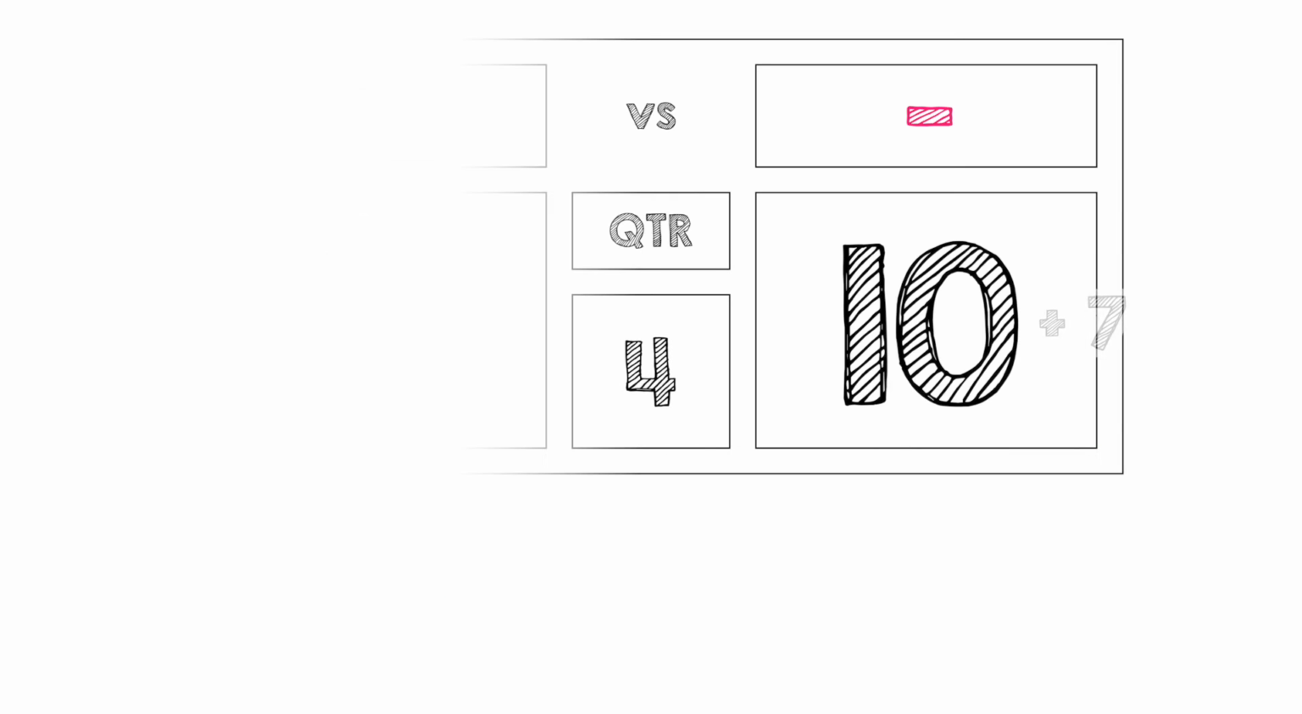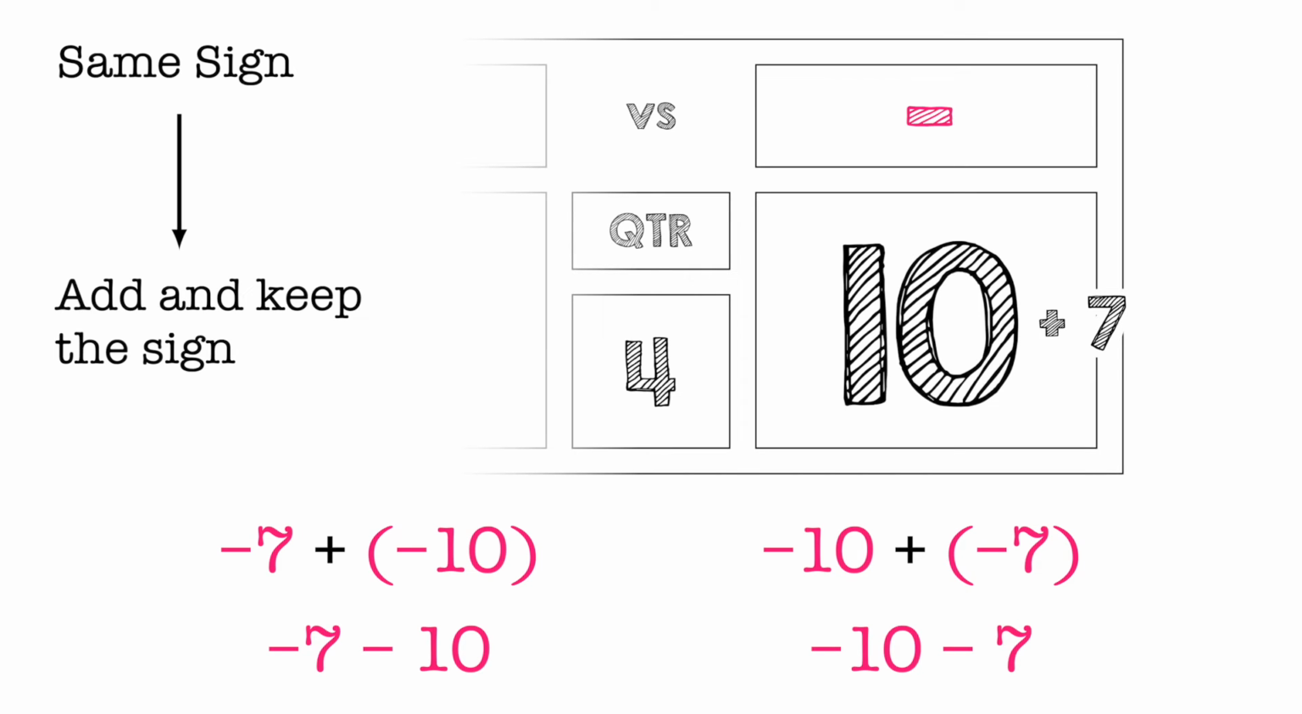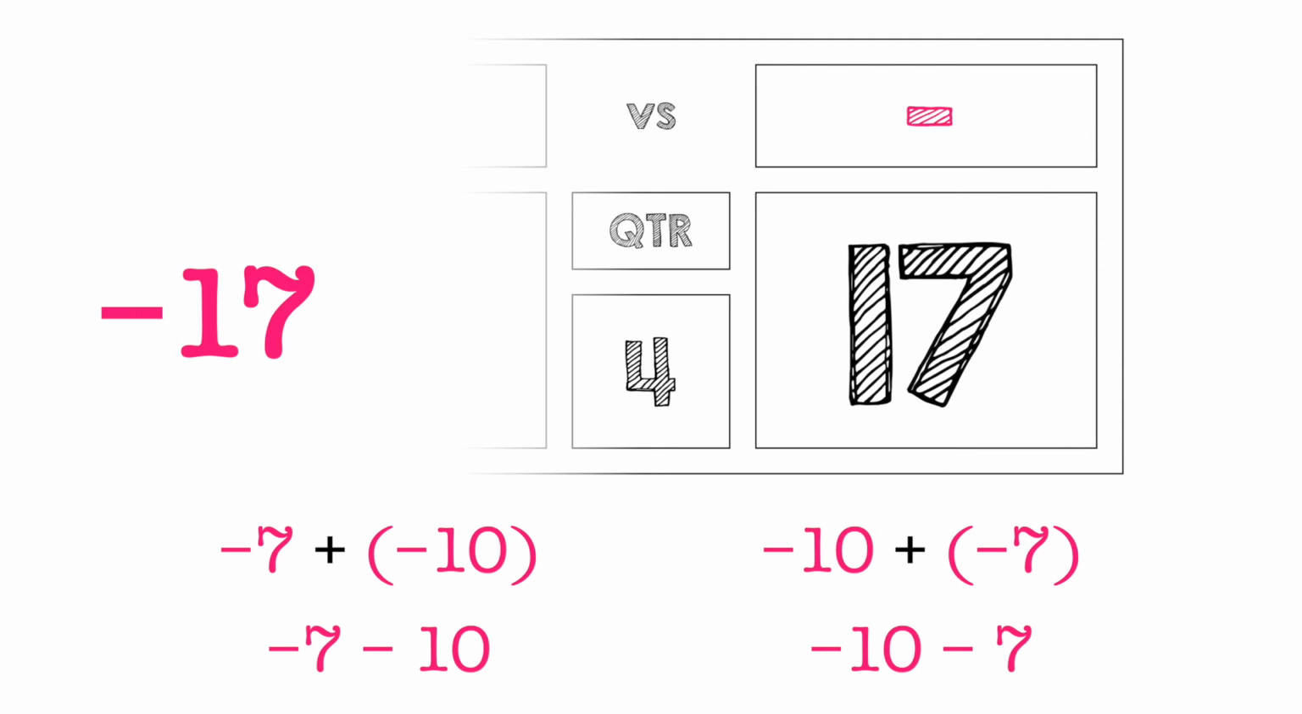At the end of the fourth quarter, the negative team scores 7 more points. This can be expressed as negative 7 plus negative 10, negative 7 minus 10, negative 10 plus negative 7, or negative 10 minus 7. Both numbers in each expression are negative. When both numbers are the same sign, we add and keep the sign. Therefore, the result of negative 7 and negative 10 put together is negative 17.